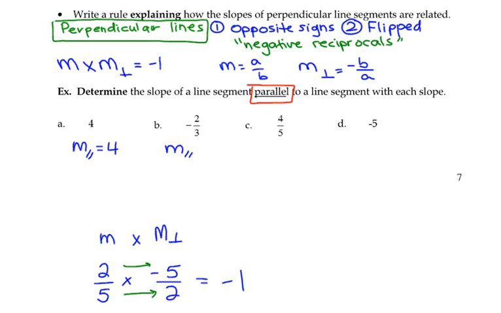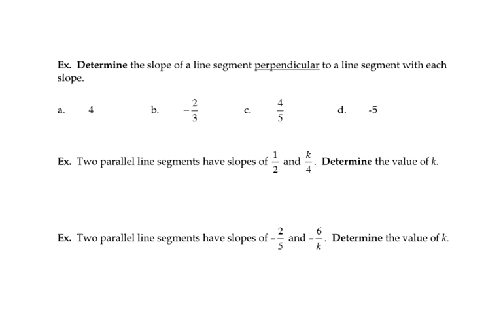So if we have a line that has a slope of negative 2 over 3, and we have a parallel line, what would the slope be? Same, negative 2 over 3. Again, if we have a line with a slope of 4 over 5, a parallel line will have a slope of 4 over 5. And if we have a line with a slope of negative 5, the parallel line will have a slope of negative 5. So when they're parallel, they have the same slopes.